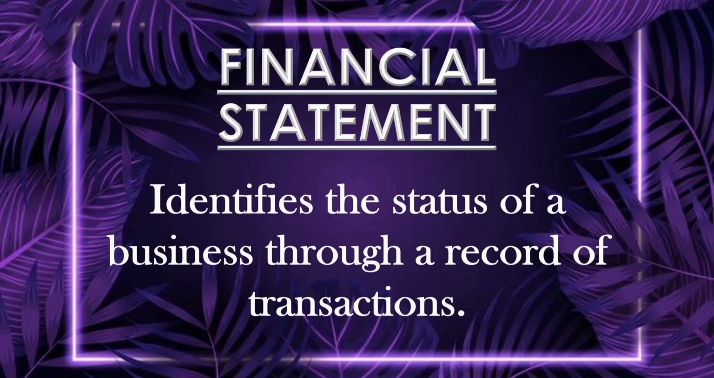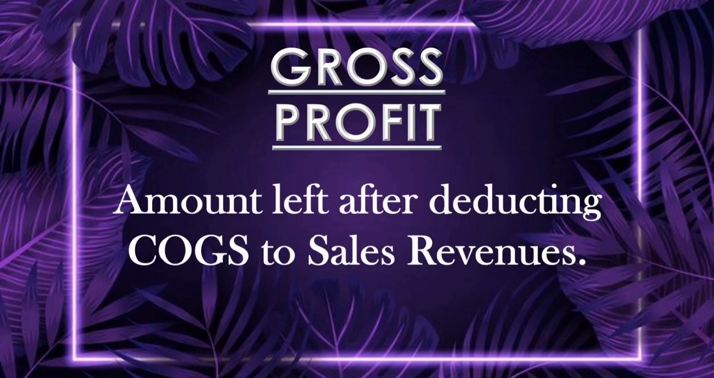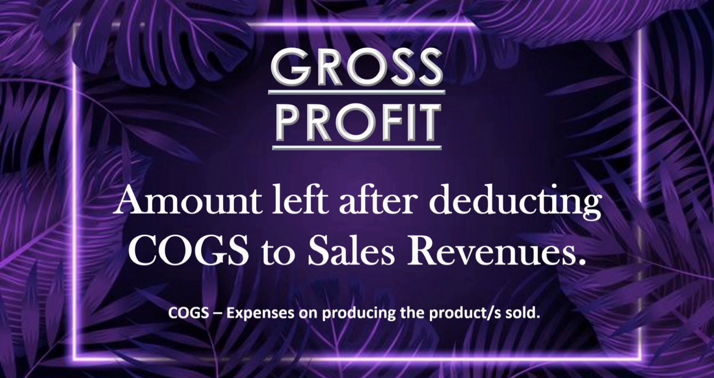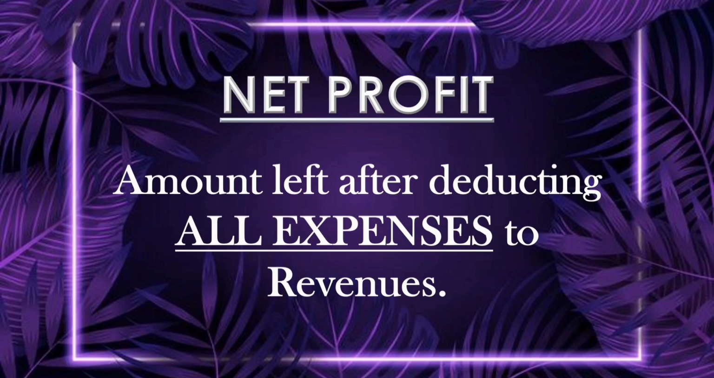Next term to be defined is the financial statement, wherein it identifies the status of a business through a record of transactions. Next, let's define gross profit. It's the amount left after the cost of goods sold is deducted from sales revenues. And also, COGS are the expenses done on producing the goods sold. Next, net profit. It is the amount left after all expenses are deducted from revenues.